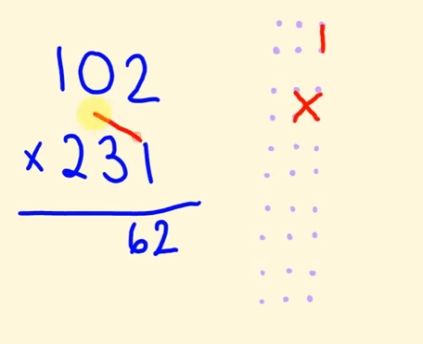I went 1 times 1, 2 times 2, and 3 times nothing. So this one looks like this. So 1 times 1 is 1, 2 times 2 is 4, 3 times nothing is nothing. Add all these together, I get the answer of 5. Alright, we're halfway through.